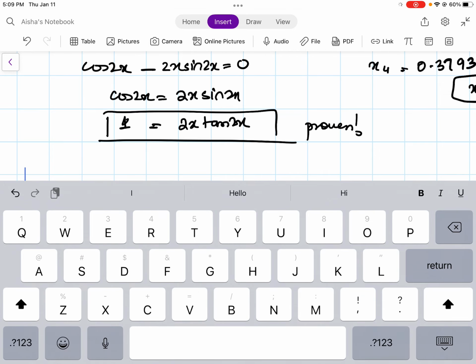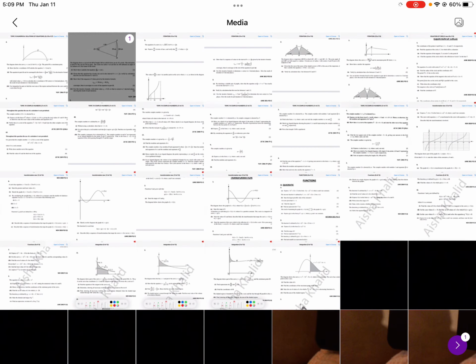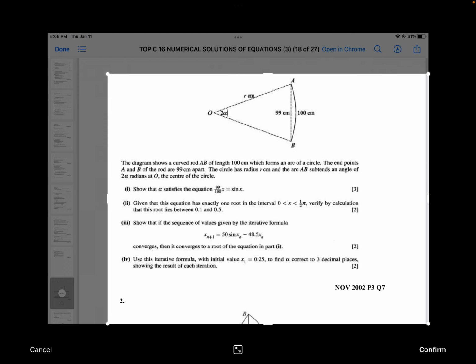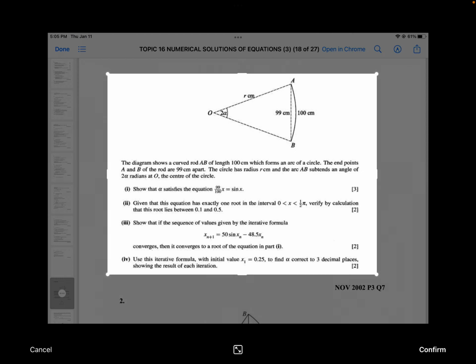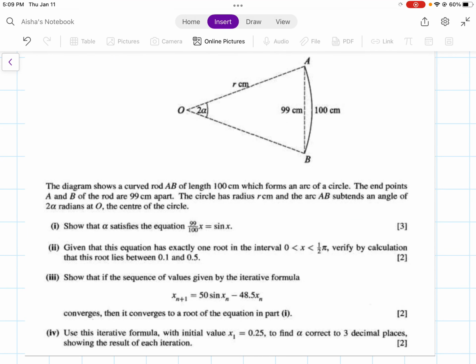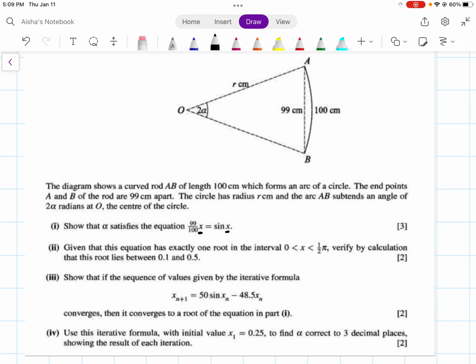Okay. Now let's start with another question. Another question, it's also a shape question. Show that alpha satisfies the equation. Now what is alpha? Alpha is the angle. And over here the angle has been referred to as x. Now I can see that the arc length is also given. What is arc length? R theta. So arc length 100 is equal to r into 2 alpha.